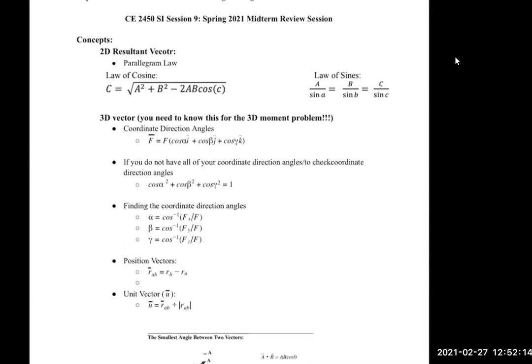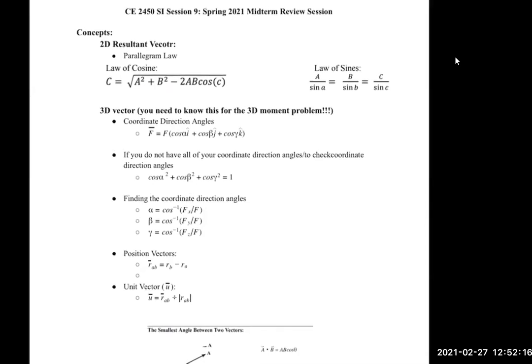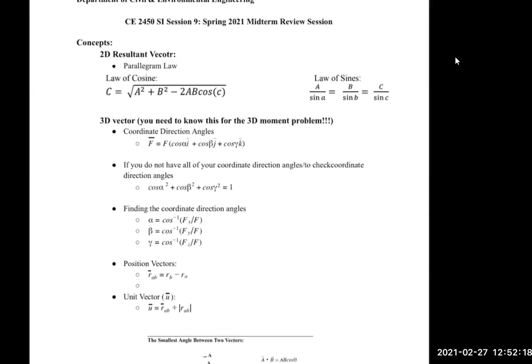And then 3D vectors, and you guys need to know this for the 3D moment problem, okay. So coordinate direction angles: if this is a 3D force vector, and it's giving alpha, beta, gamma, you can find this force vector by simply multiplying the force magnitude by cosine alpha, cosine beta, and cosine gamma, and you're going to get your force vector.